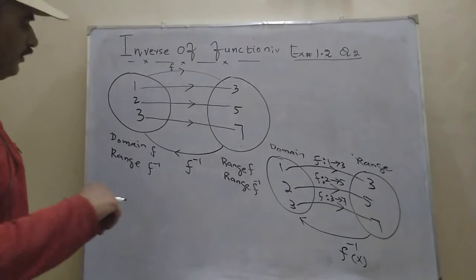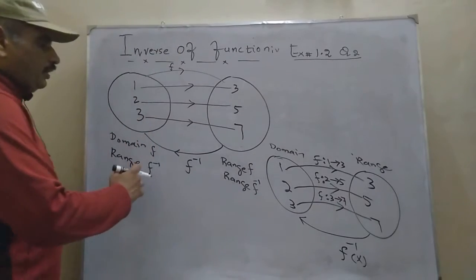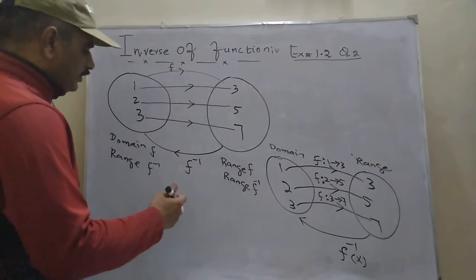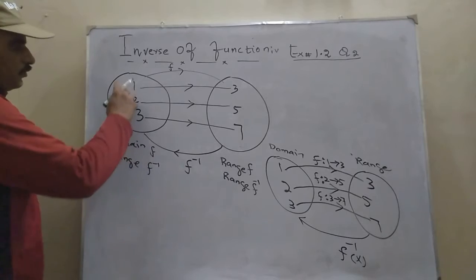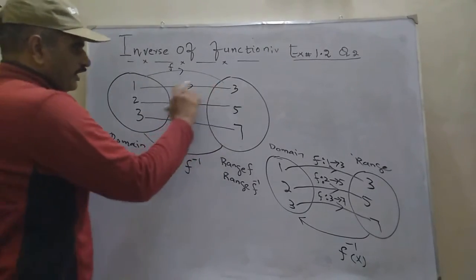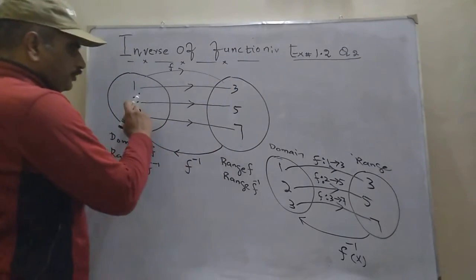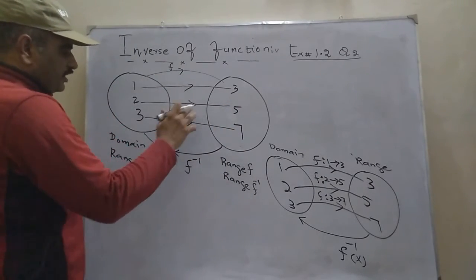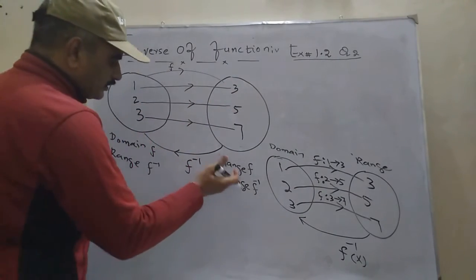So in the inverse of a function, the domain of the function becomes the range, and the range of the function becomes the domain. Here you can see in this arrow diagram the domain of the function is 1, 2, 3, and for each value we have one image in this set. That is, for 1 the image is 3, for 2 the image is 5, for 3 the image is 7. For our original function, these are our domain and these are our range. But for the inverse, the process is reversed.